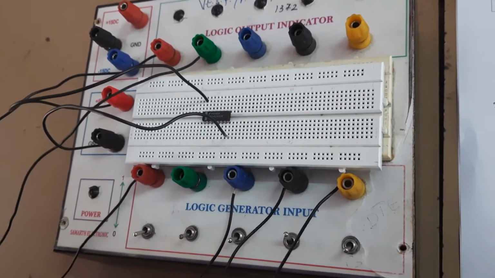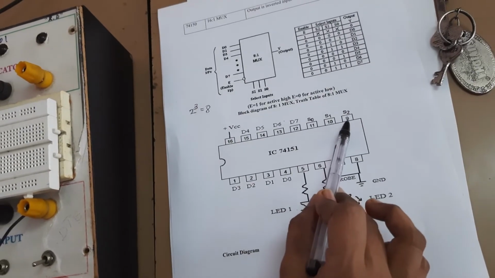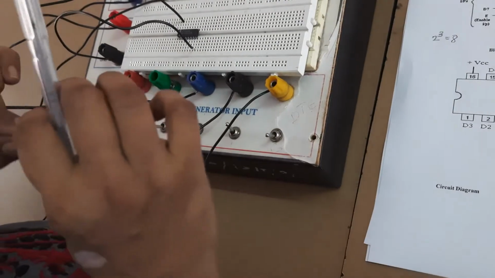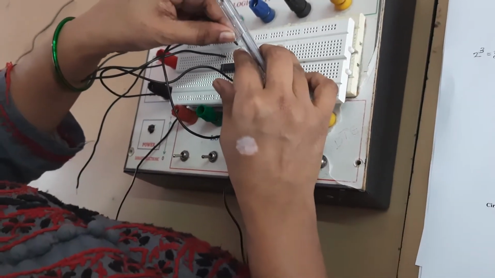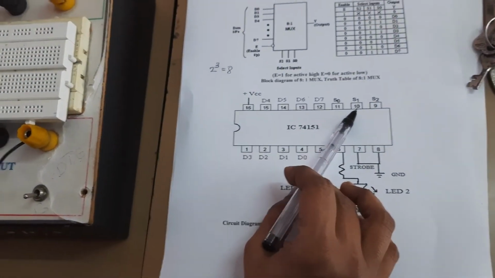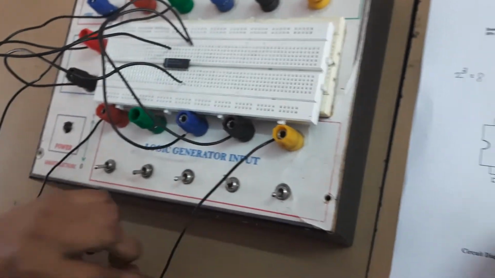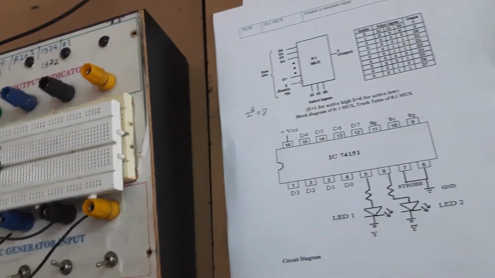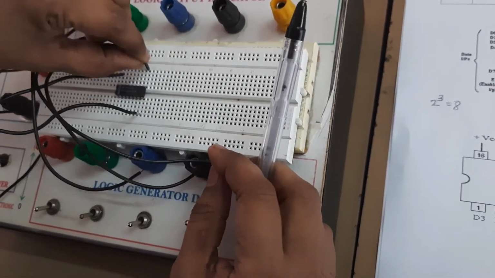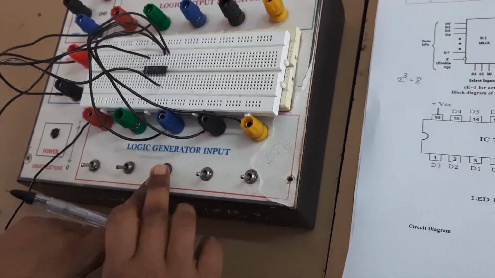Now in this one we have 3 select inputs: S0, S1 and S2. S2 is the MSB, so it is connected to pin number 9. Then S1 is connected to pin number 10, and S0 is connected to pin number 11. So these are the 3 select inputs: S0, S1 and S2.